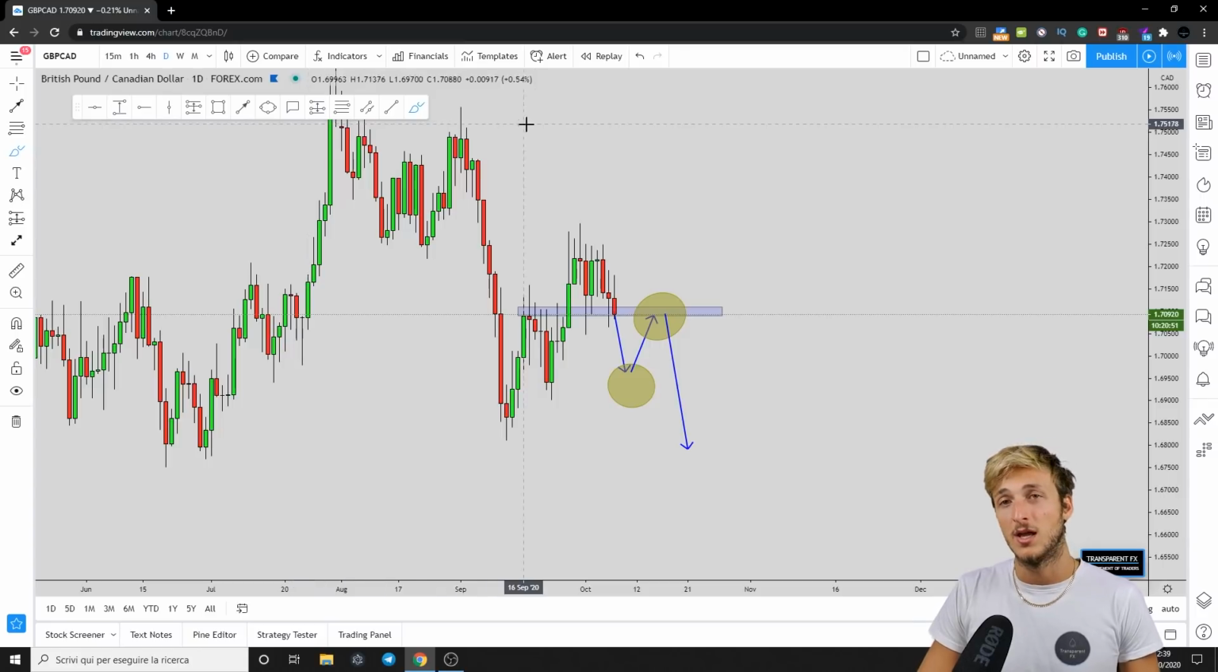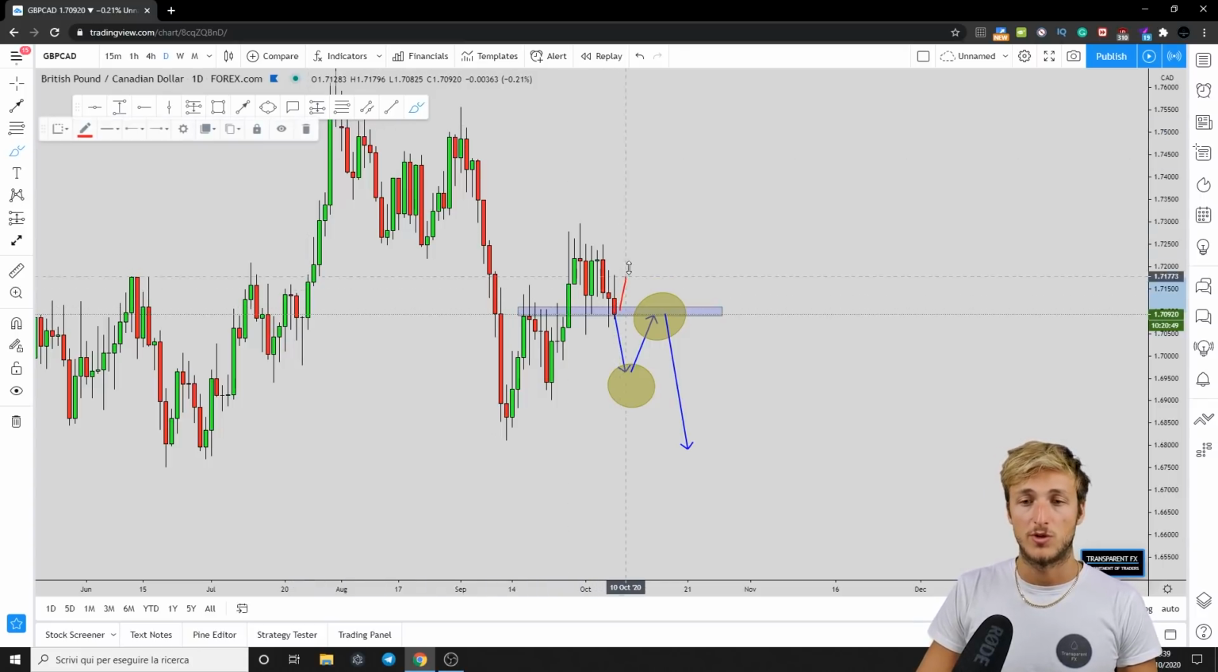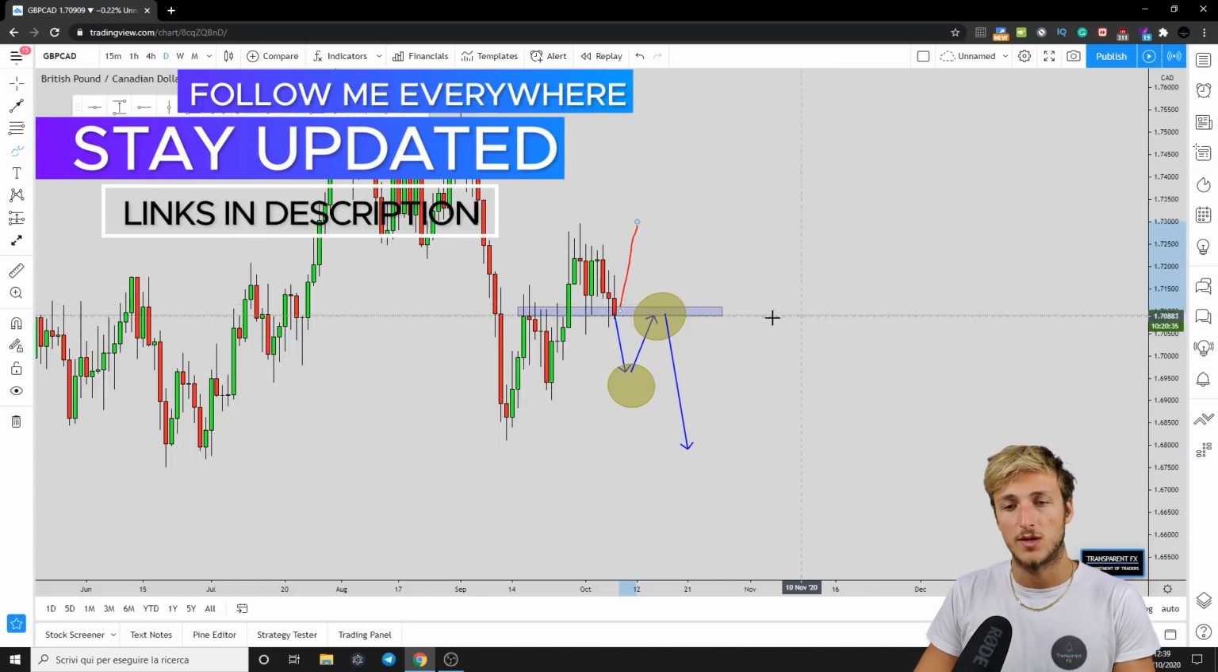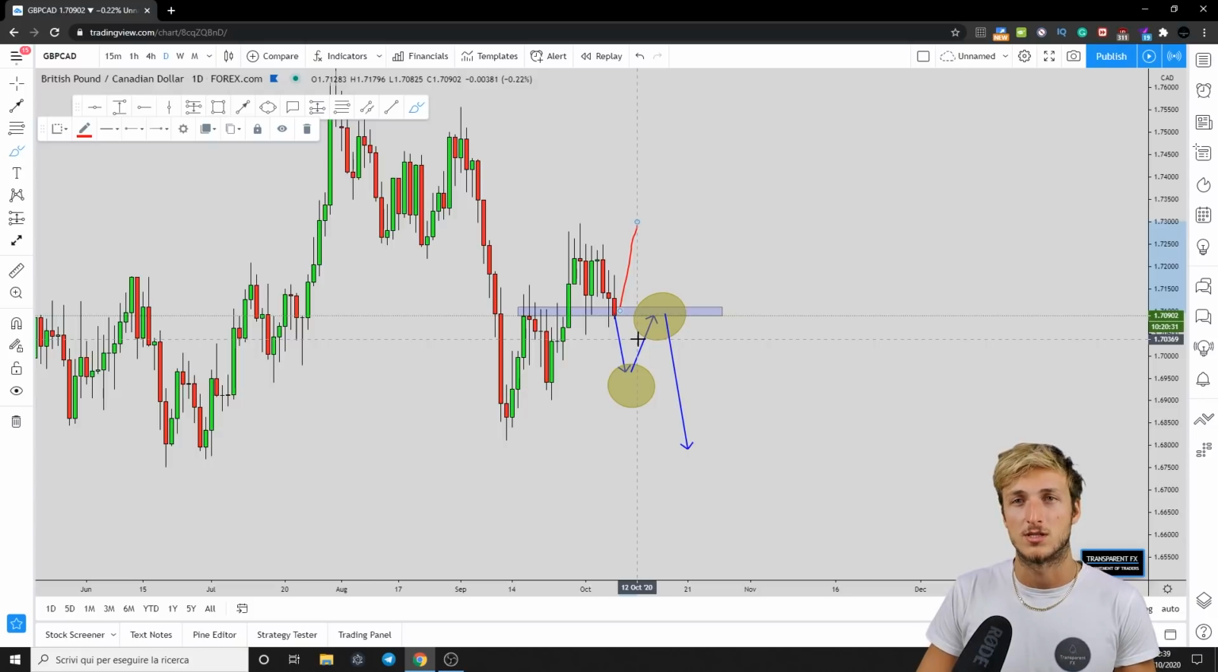Obviously, if the market from here just rejects this daily support, then this scenario is not valid anymore and we have to adjust to the new market structure because, as usual, as traders, we have to always be adaptive to the ever-changing market conditions. So only if we see the break of the structure, then we can start to look for these opportunities.